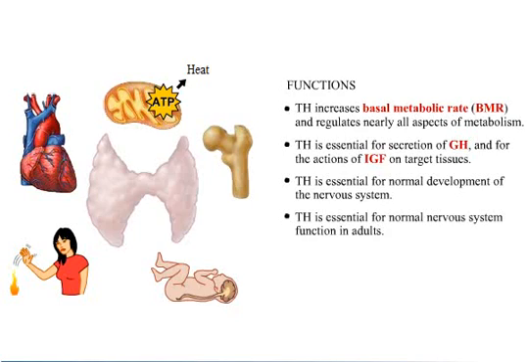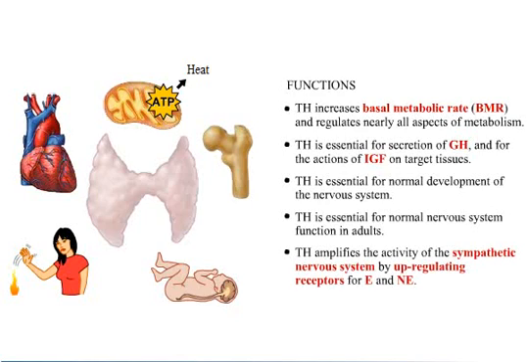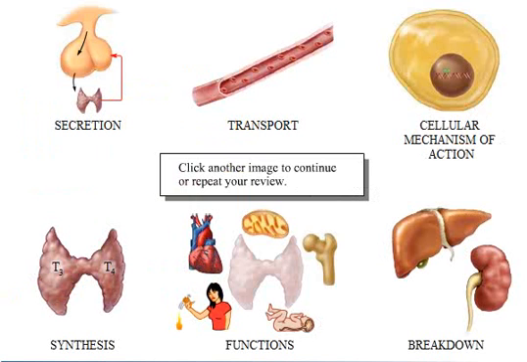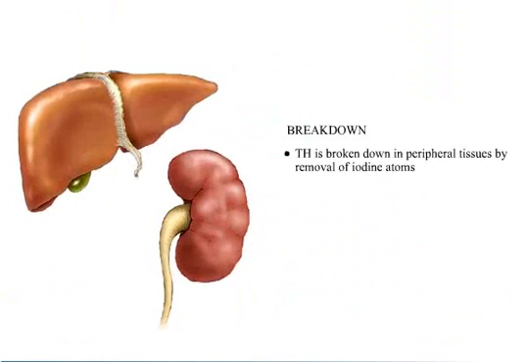Thyroid hormone is essential for normal function of the nervous system in adults. Absence of or low levels of thyroid hormone lead to slowed mental processes. Thyroid hormone amplifies the activity of the sympathetic nervous system by upregulating beta-adrenergic receptors for epinephrine and norepinephrine. Thyroid hormones are broken down by stepwise removal of iodine atoms in peripheral tissues, especially liver and kidney.